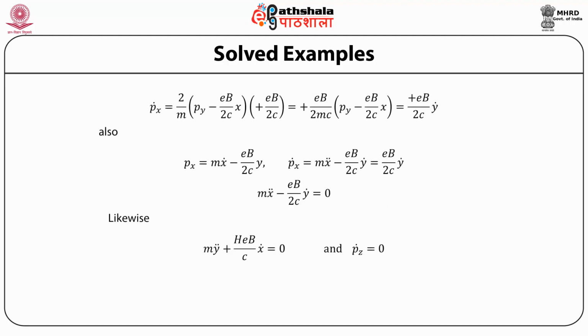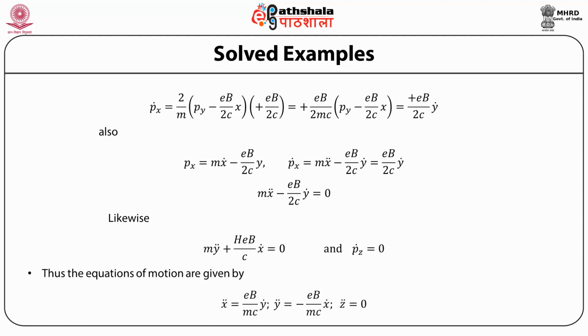And for another set of equations, the conjugate equations, we can combine this together, and finally the set of equations of motion that we get are x double dot is equal to eB by mc y dot and y double dot is equal to minus eB by mc x dot and z double dot is equal to 0. These are the same equations which we have obtained earlier.